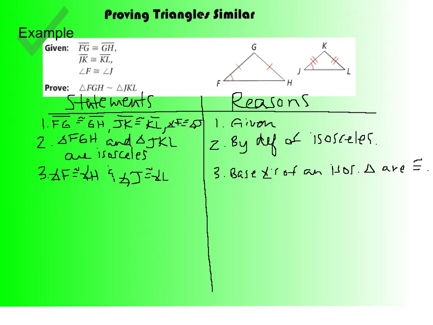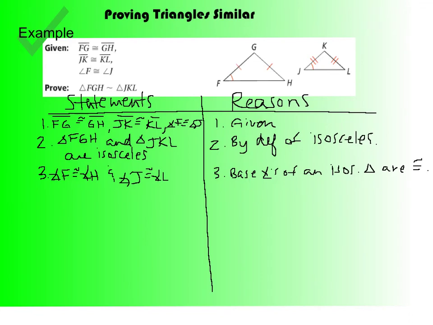Okay, so now I need to remind you of something. We already know by a given fact that angle F is congruent to angle J. Now we have angle F congruent to H and angle J congruent to angle L. But what I need to do is figure out a way to get pairs of angles within my two triangles. I know from the given that F is congruent to J, so that's one pair of congruent angles. But I somehow need to figure out how H is congruent to L.